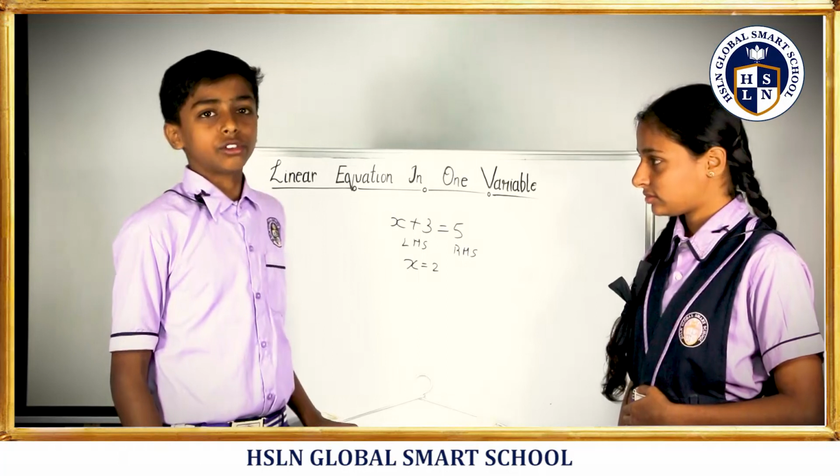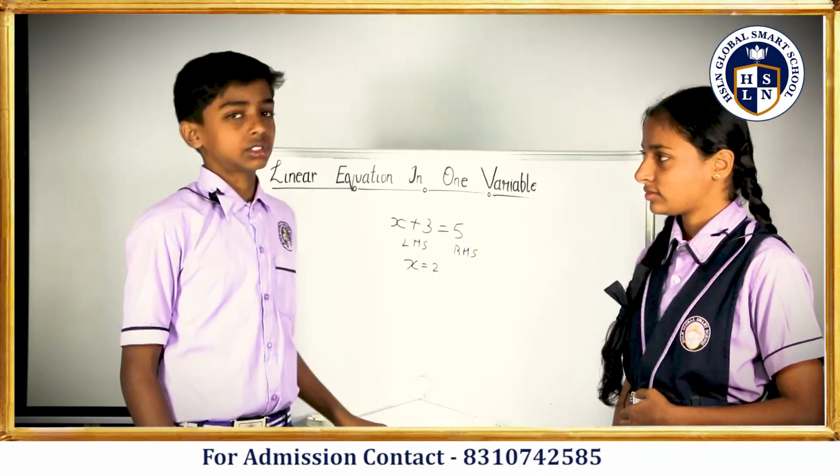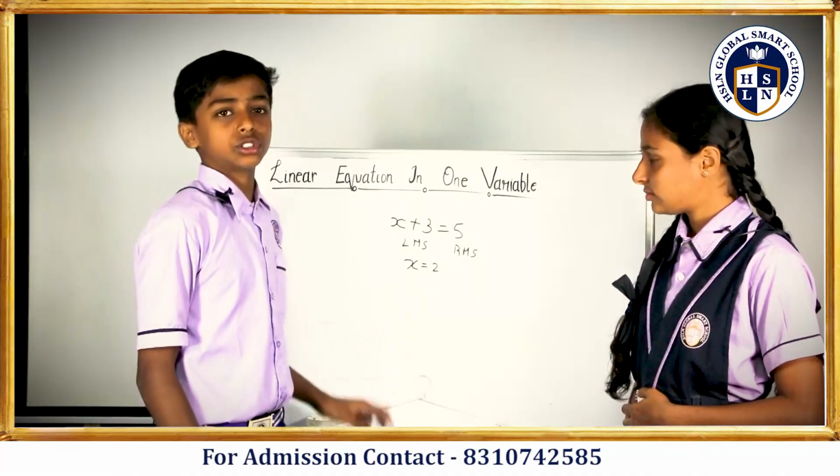Now the variable value is x equals 2. So we took extra 2 stones. That's why x equals 2.